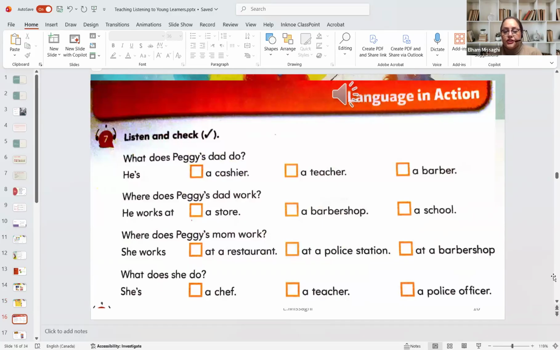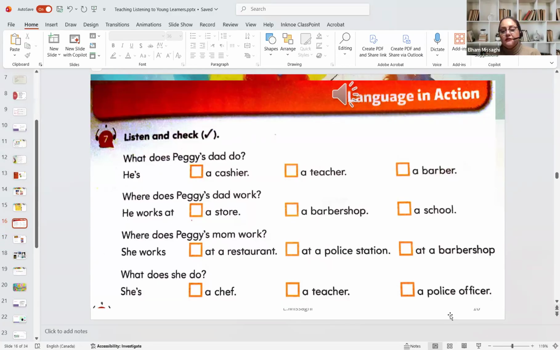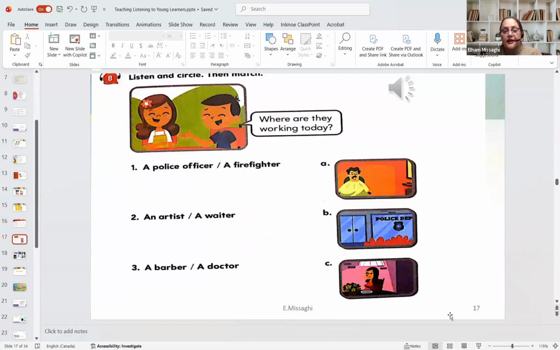This is another example for children. They have to listen to the dialogue. Peggy is talking about his parents. So they listen, then they go through the questions. Listen and check. This is another way. This is still bottom up, right? Teacher, barber, cashier.